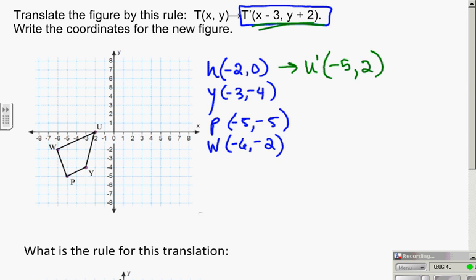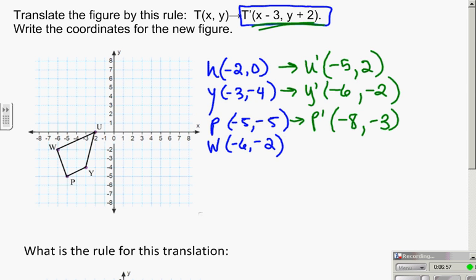-2 minus 3 is -5. 0 plus 2 is 2. Y prime, -3 minus 3 is -6. -4 plus 2 is -2. P prime, -5 minus 3 is going to be -8. -5 plus 2 is -3. And our last ordered pair is W prime. -6 minus 3 is -9. -2 plus 2 is 0. So now I know where my points are.